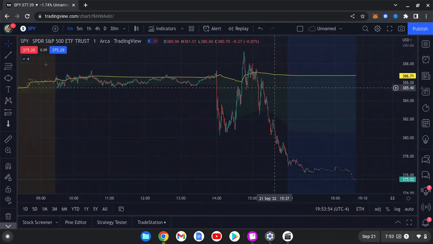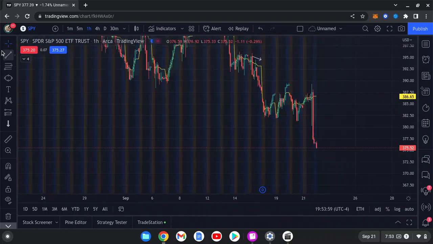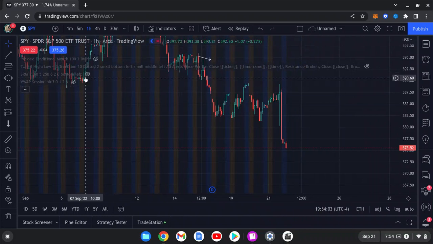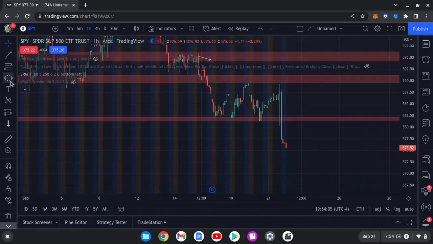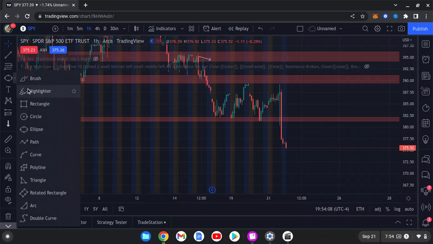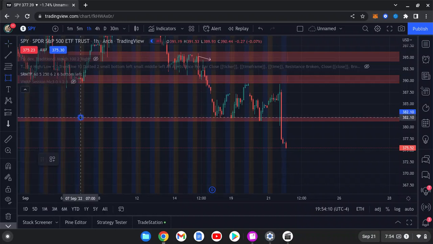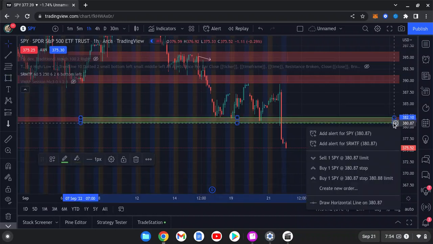Let's look at SPY. And I have been experimenting with both the 1 hour, the daily, and the 30-minute.